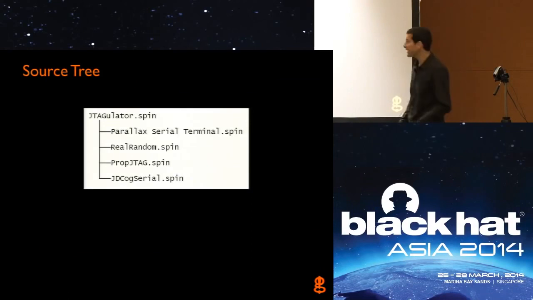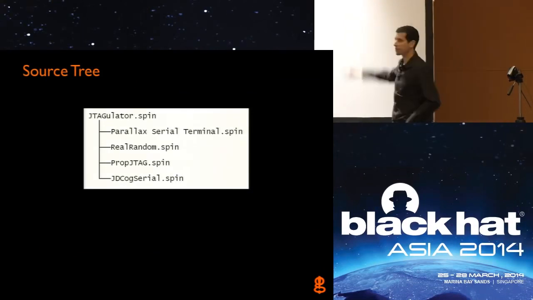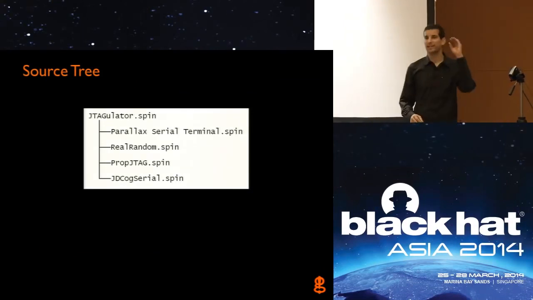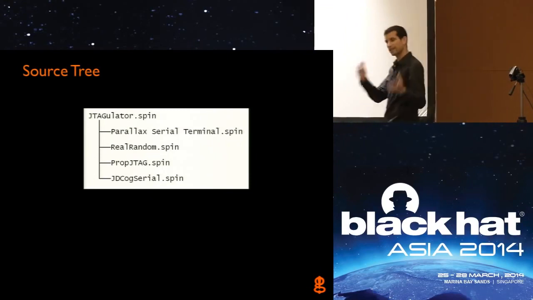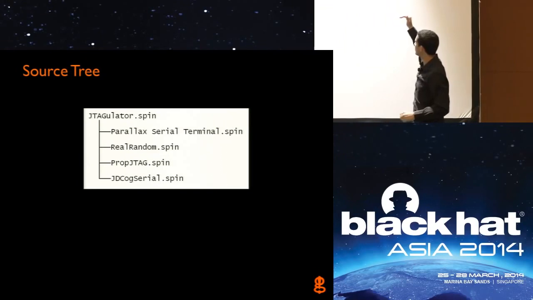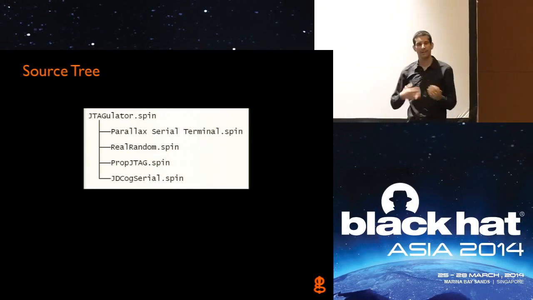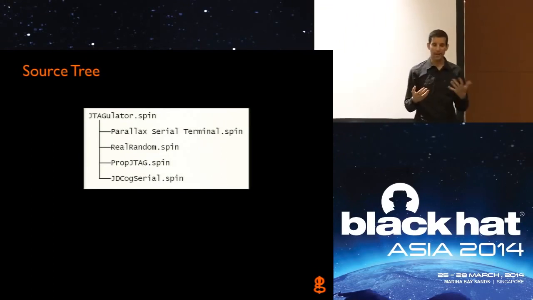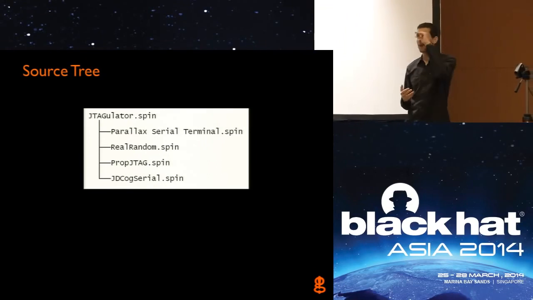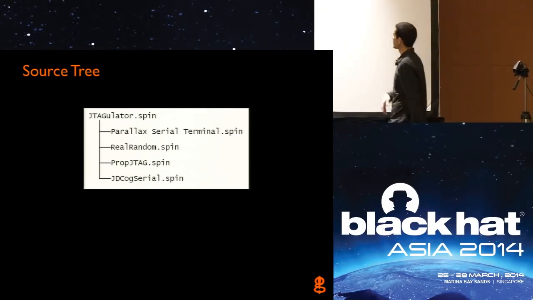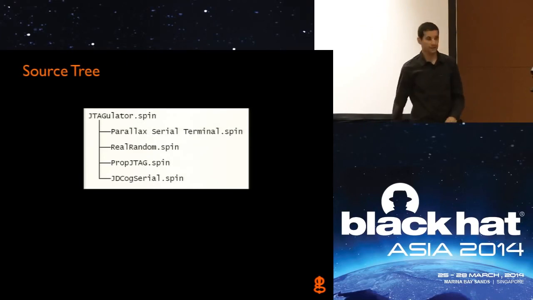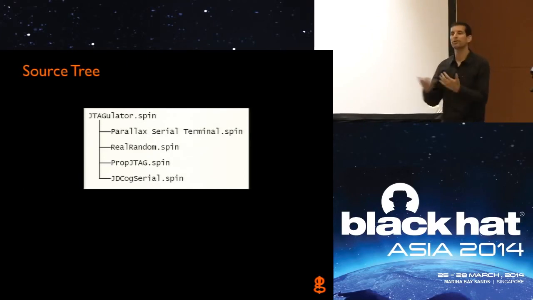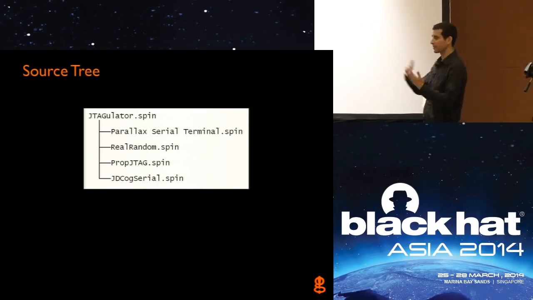From the firmware side, currently this is the source tree that we have. JTAGulator.spin is the main Spin file that handles all of the initial state machine and the setup and everything. I wanted to keep things modular, so as I add new functionality or new protocols, I have that as a separate Spin file. Then you have the Parallax Serial Terminal, which is one of the default Spin files to enable a serial interface for a user, so I'm using that for the user interface.